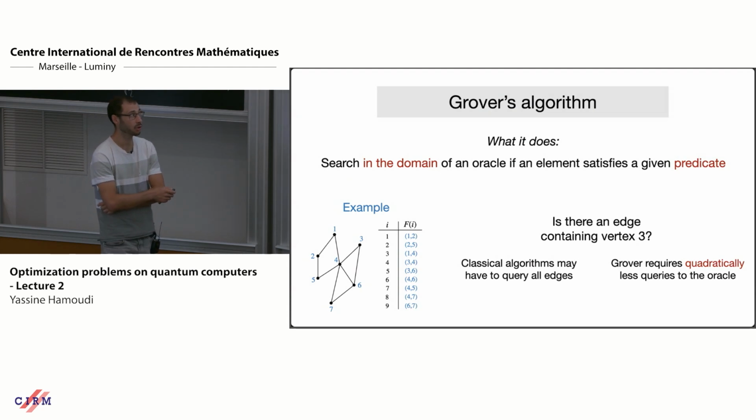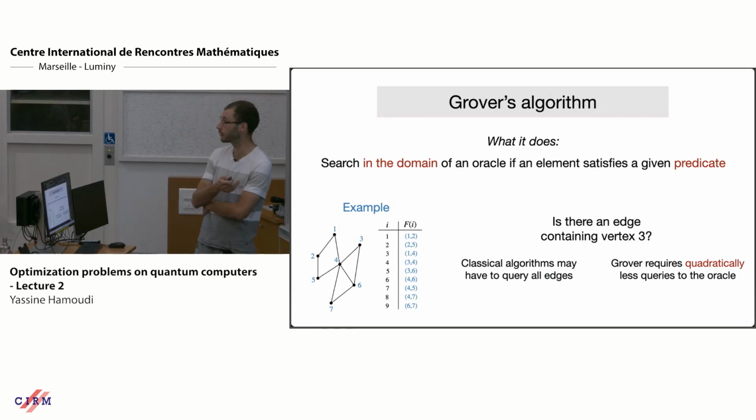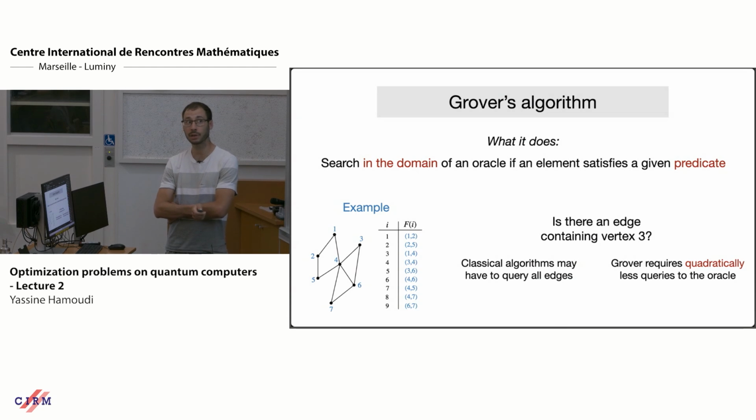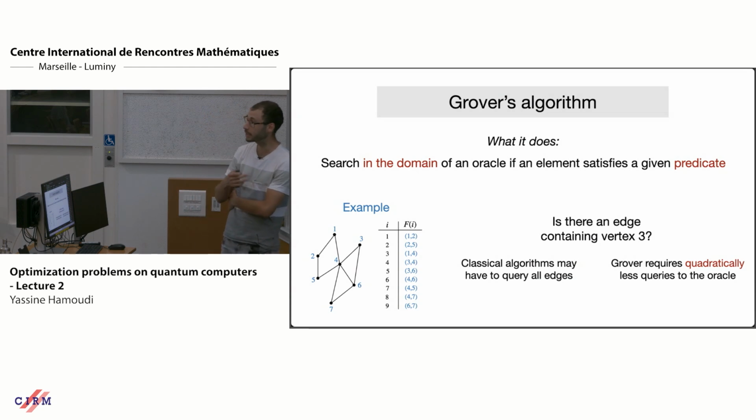If you use classical queries, then if you are very unlucky, you may have to query all the possible indices before computing the solution of this predicate. So classically, you really need to look at the entire table of the function f in the worst case. Now, the Grover algorithm can answer the same question by using quadratically fewer queries compared to the classical setting. So this is often presented as a quadratic speedup for solving a search problem.